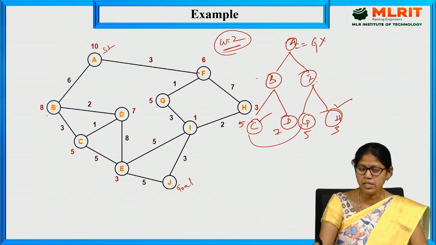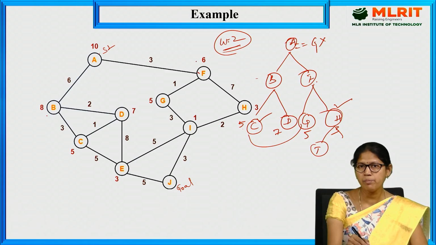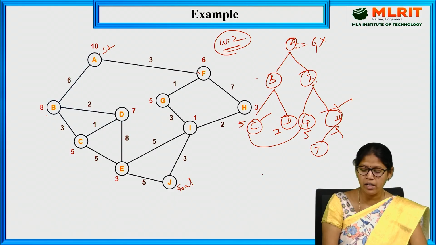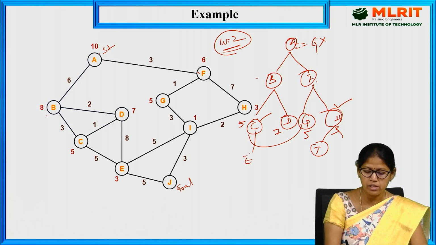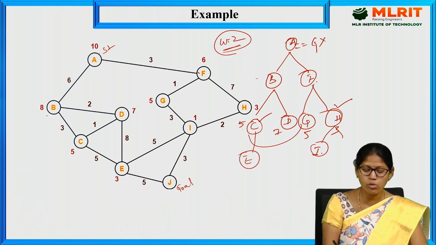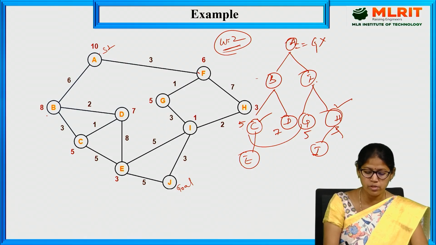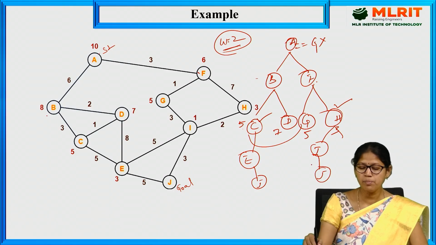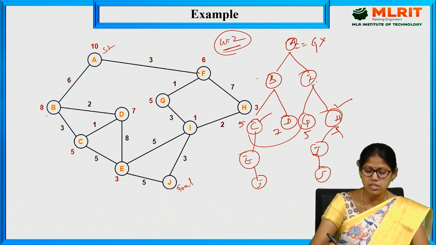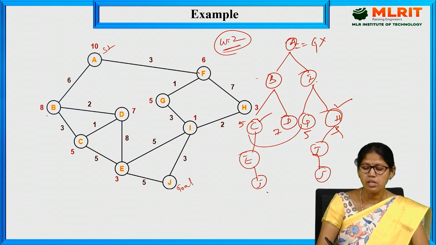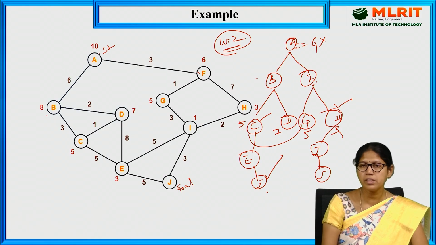Next, H will be explored. H gives I, and F was already examined, so it won't take F. Next, C will be explored. D was already explored, so C gives E. Here also we have only 2 nodes, so 2 will be explored: from E to J, and I to J. Then it will calculate the cost from A to B, B to C, C to E, E to J. If it is the least cost, then it will be the optimal solution.